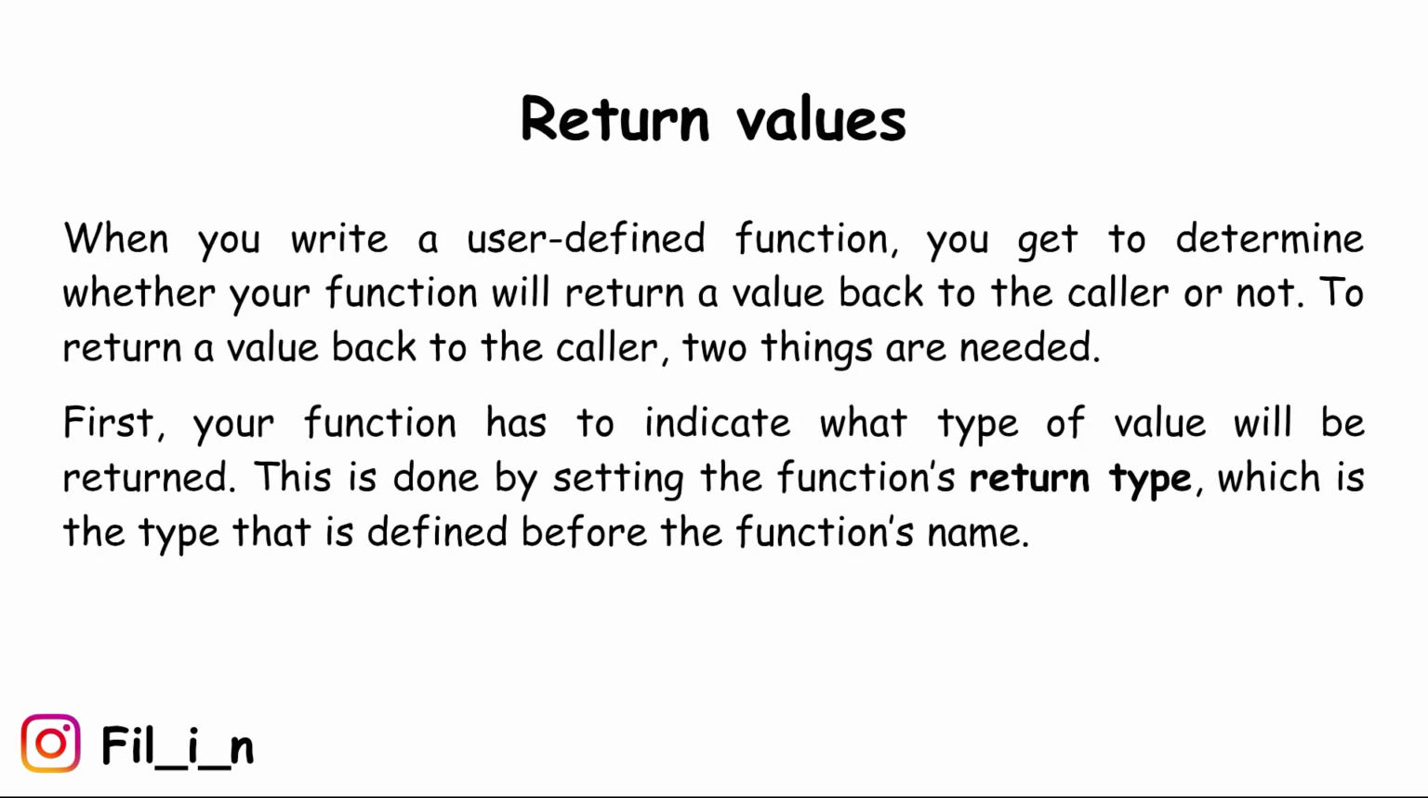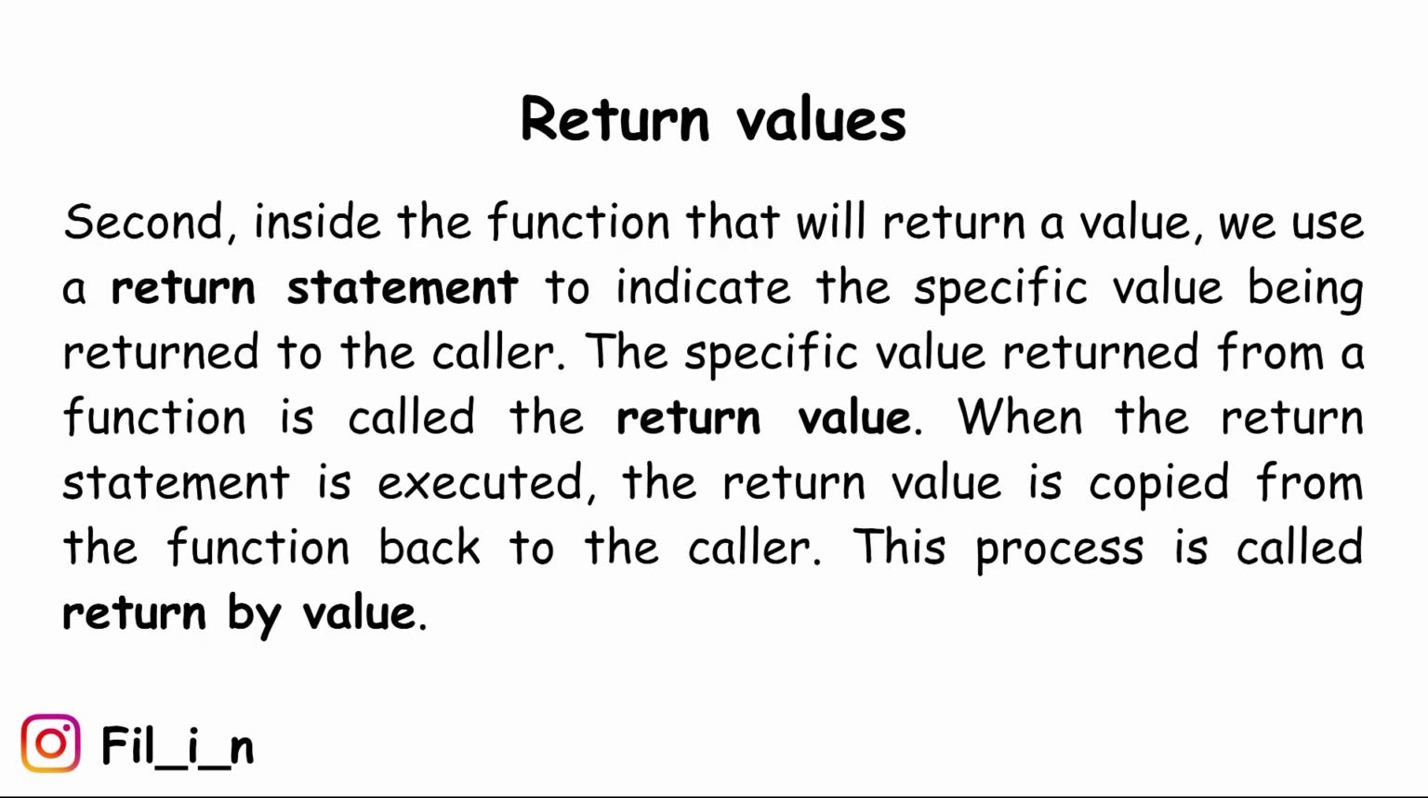Return 0. When you write a user-defined function, you get to determine whether your function will return a value back to the caller or not. To return a value back to the caller, two things are needed. First, your function has to indicate what type of value will be returned. This is done by setting the function's return type, which is the type that is defined before the function's name. Second, inside the function that will return a value, we use a return statement to indicate the specific value being returned to the caller. The specific value returned from a function is called the return value.